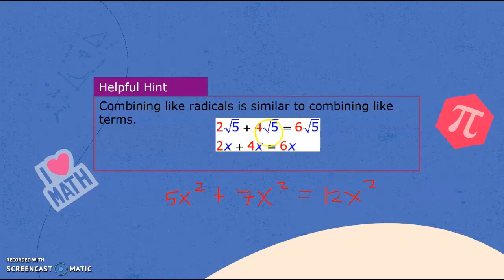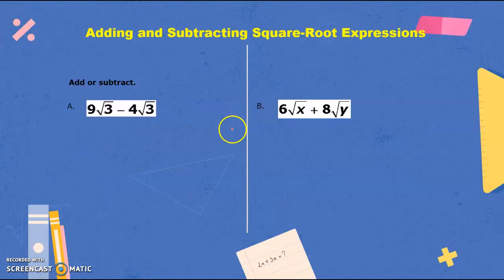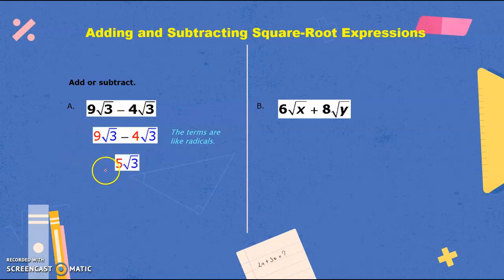So the process is similar, it's just this time you will look at the radical. So let's have some examples. 9 square root of 3 minus 4 square root of 3. Take note, they are like radicals. So you can just directly subtract 9 minus 4, which is 5. So 9 minus 4 is 5, then just copy square root of 3.